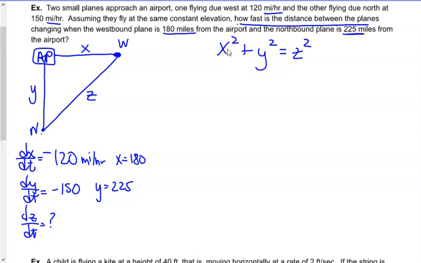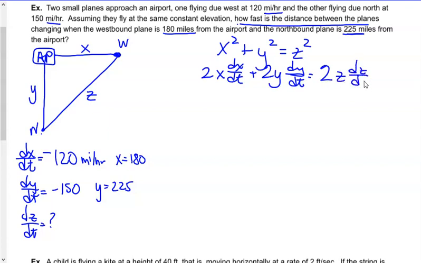So take the derivative of x squared, bring the 2 out front, decrease that by 1, gives me 2x. But then I have to do my dx over dt. Likewise with the y, I get 2y times dy over dt. And likewise, just like the others before, 2z times dz over dt.